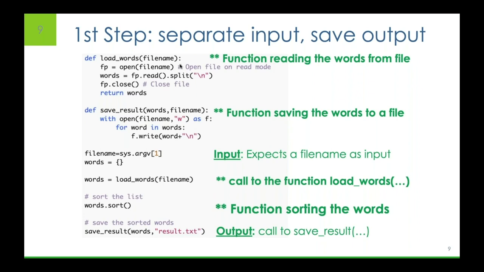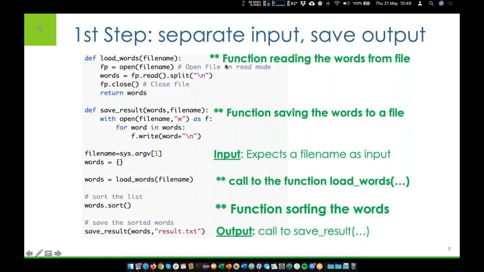The first step that you have to do is to separate the input and save the output. Of course, you cannot give to the importer a script that has input and output in the code. You have to have a function that reads the words from a file, which is what the example is showing in the load words function. And you have to save the words to a file, so that once the method is executed, the result is saved to a file that the user can download.